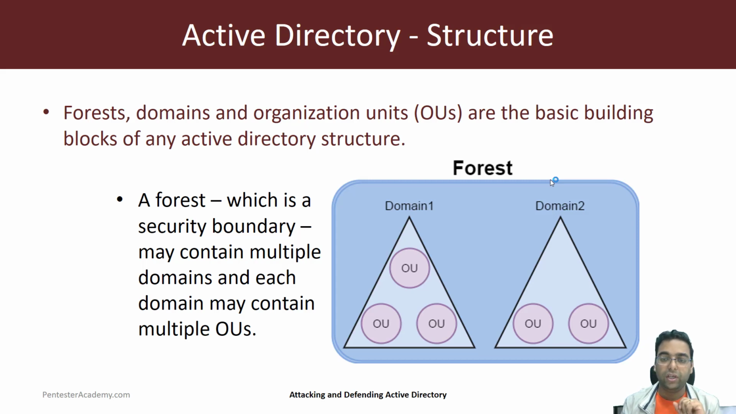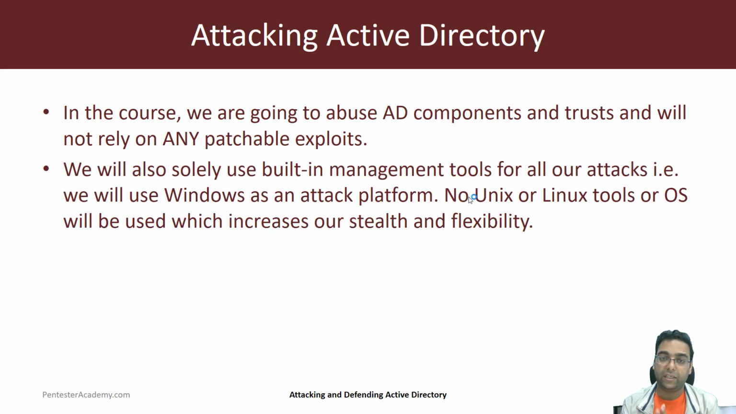That's the structure. Because a forest is considered a security boundary, what does that mean? That means if domain 1 is compromised, and anyone, after compromising domain 1, can compromise domain 2 or access resources in domain 2 or access resources in the root domain of the forest, that would be considered working as intended. That is not a bug, something which cannot be patched, right? So that would be all about the Active Directory basics.